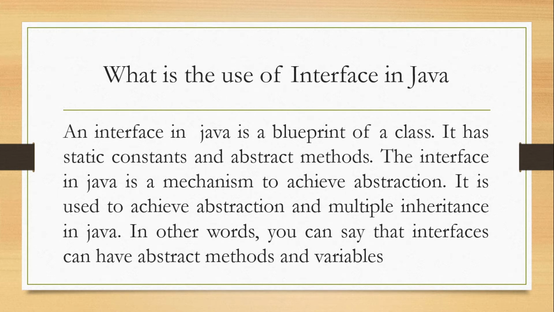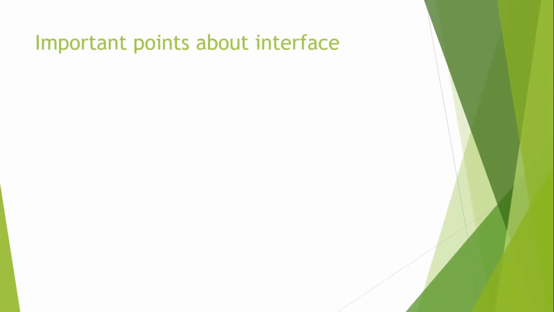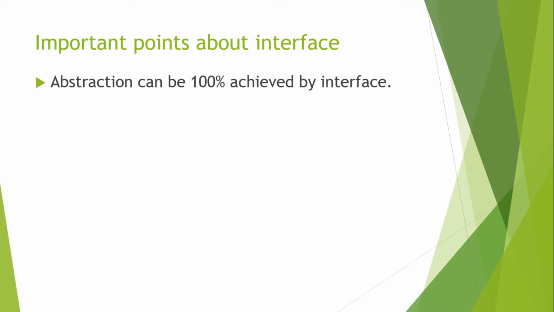Now let us see how we can understand interface in a better way. First, some important points about interface that we need to remember. The first point is that abstraction can be 100% achieved by interface. As I already told, in an abstract class we can have abstract methods as well as non-abstract methods, but inside interface we can have only abstract methods. We cannot have non-abstract methods. That is why it is said that we can achieve data abstraction 100% by interface only.